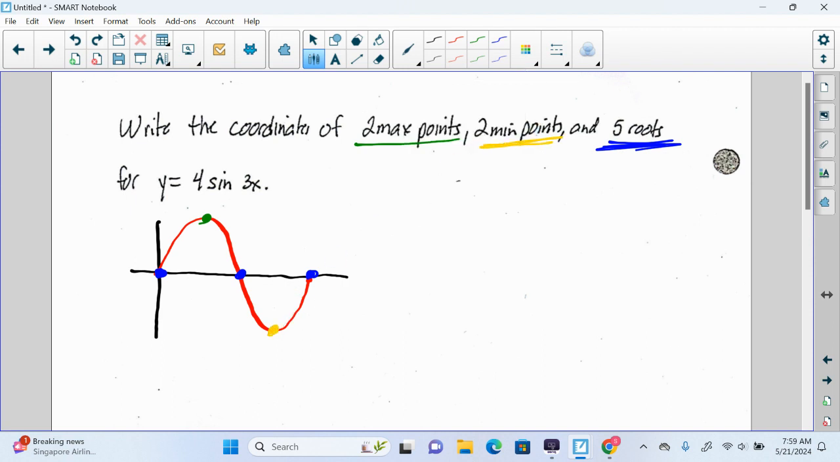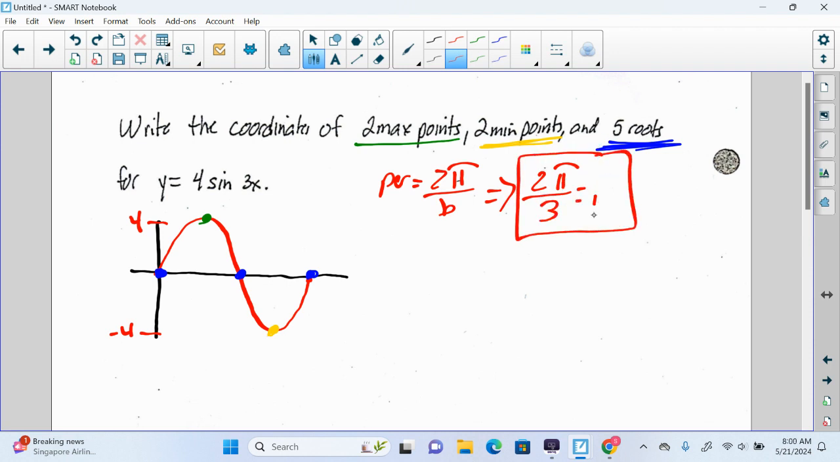We got to figure that out. In order to do that, we have to first figure out the period length. So we know our amplitude here is 4, -4. Now our period is 2 pi over b. So in this case, that's nice and easy. It's 2 pi over 3. That's our period. So this is 2/3 pi.